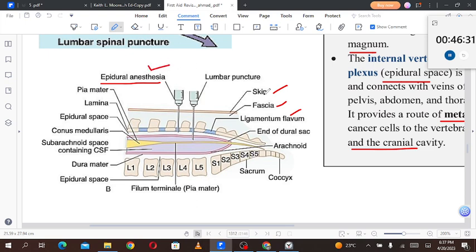But for the lumbar puncture, we have to pierce the skin, then the subcutaneous fascia, then the ligamentum flavum. Then after that we go through the epidural space. We also have to puncture the arachnoid mater to enter the subarachnoid space that contains the CSF, right?